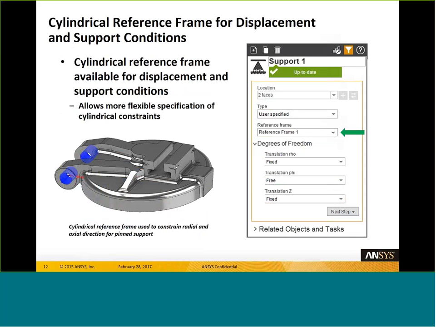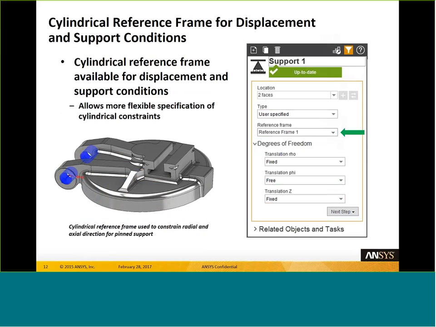Okay. Also, in the area of structures is another new capability for boundary conditions, the ability to use a cylindrical reference frame for displacement and support conditions. What this does is it allows for a more flexible specification of cylindrical constraints. So let's say we want to apply a pin joint to those cylindrical surfaces of this cover. There's a number of different ways to do this in AIM, but the new way to do this at 18.0 is to use a cylindrical reference frame for the support condition.